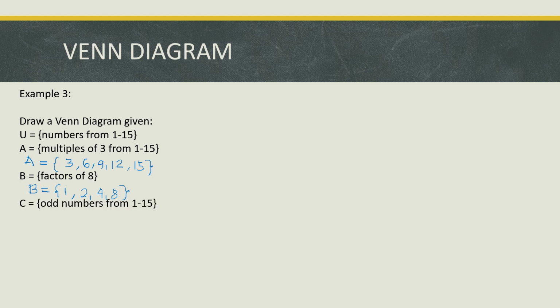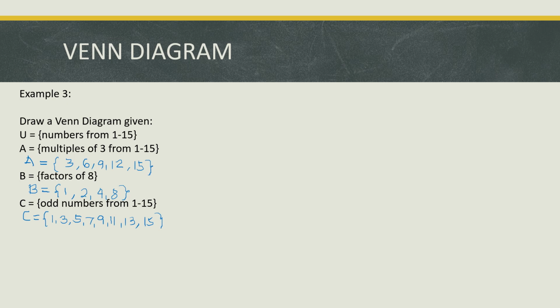And we have here our third set, which is the set C, where the elements are odd numbers from 1 to 15. So let us list the odd numbers from 1 to 15. Those are 1, 3, 5, 7, 9, 11, 13, and 15. So these are now the elements of the three sets.